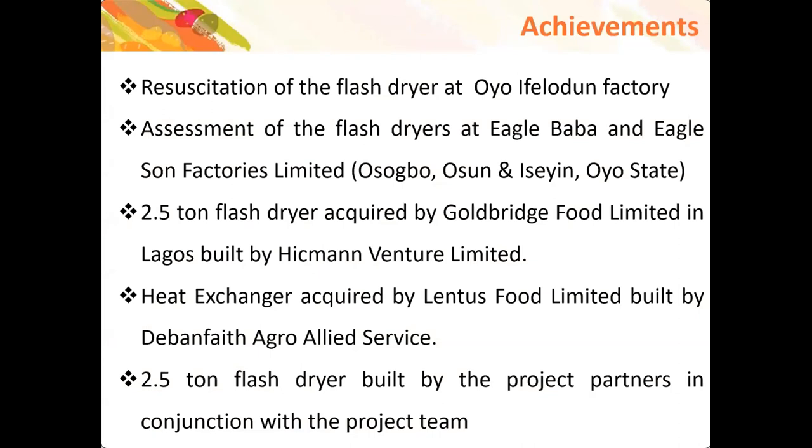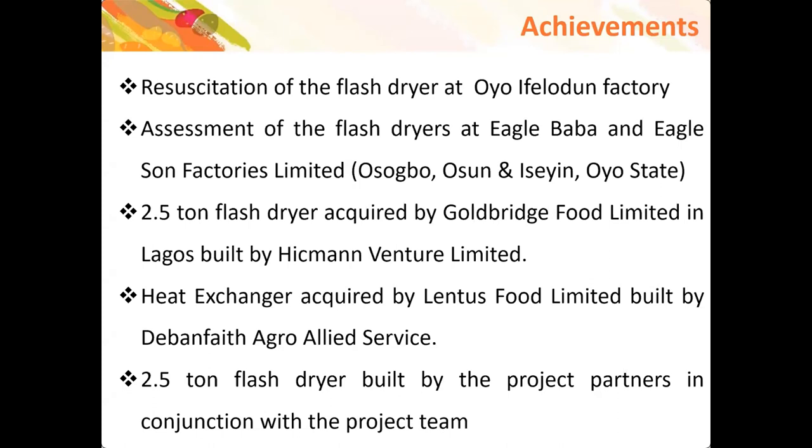These are the list of achievements by project partners in Nigeria. After the training received in Colombia, the team was able to resuscitate the flash dryer at Oyo Ifeoluto factory. Ever since the installation of that dryer, it had never been put into use. With the intervention from the team, the flash dryer was resuscitated. Also, assessment of the flash dryer at Igu Baba and Ingusin Factory Limited in Osogbo, Osun State, and Iseyin, Oyo State was carried out, with the report and recommendation made available to the owner of the factory.